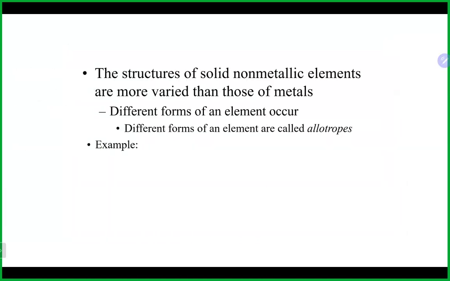Now, the structures of solid non-metallic elements can vary. So you can have a different form of an element, like a non-metal, and these are sometimes called allotropes. Allotropes are really the same element, but the way they are put together is different. So, for example, if you take carbon, a diamond is all carbon. Graphite, like pencil lead, is carbon. And fullerenes, which are like 30 or more carbons put together in a soccer ball pattern, like what a soccer ball looks like.